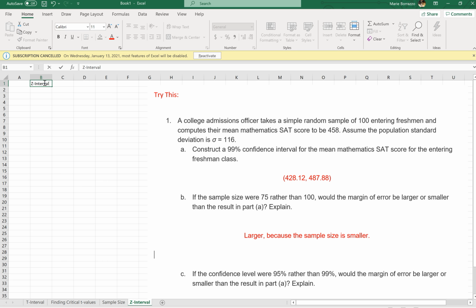lowercase sigma, which is 116. If you notice, the simple random sample of 100 students, the mean of their test score is 458. Assume the population standard deviation. That sentence is what's telling me that the population standard deviation is lowercase sigma at 116.